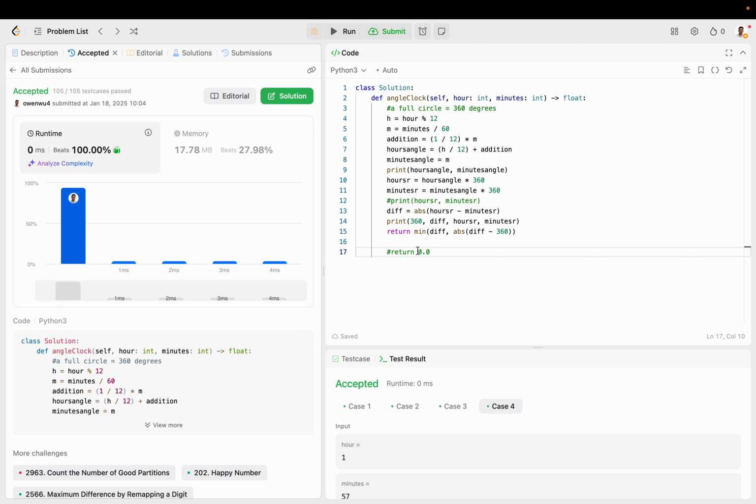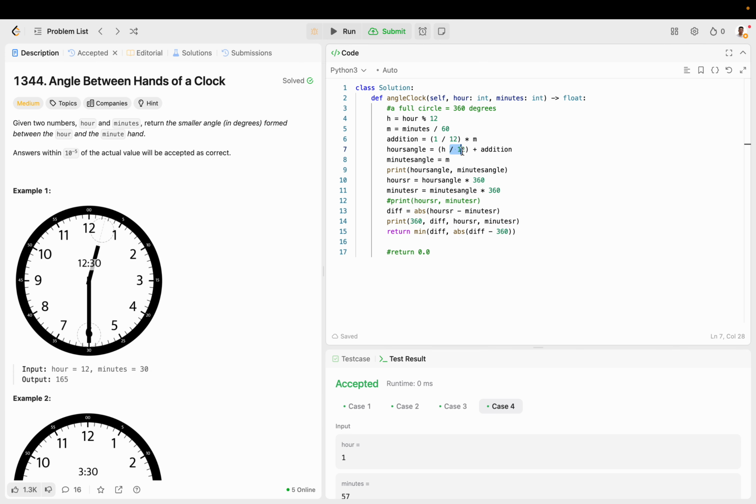So it's a bit of a brain twister, but you just have to think of it in terms of conversions. Because here we did modulo 12, and then here we have to divide it by 12, because there's only 12 hours on a clock, right?